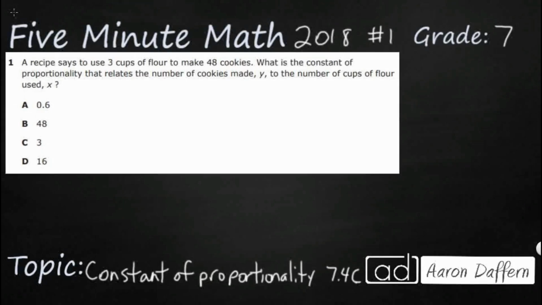Today we are looking at the 7th grade concept of constant of proportionality. This is standard 7.4C in the great state of Texas, and we are using item number 1 of the 2018 released STAAR test. If you have not done so already, please go ahead and take a moment to pause the video, work this problem out on your own, unpause it, and then we will look at our answers together.